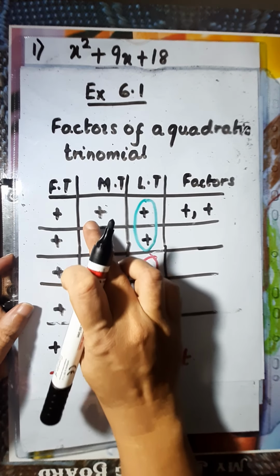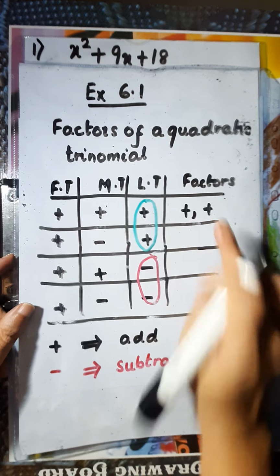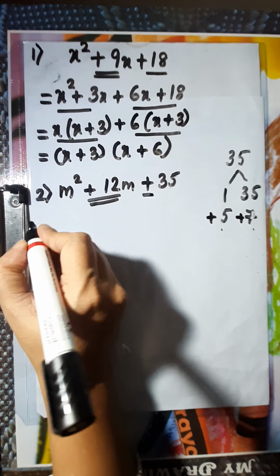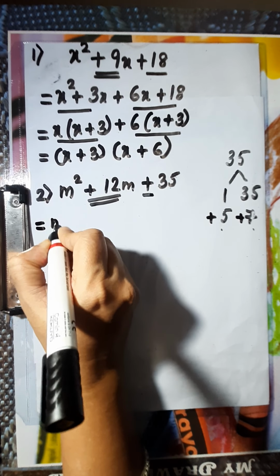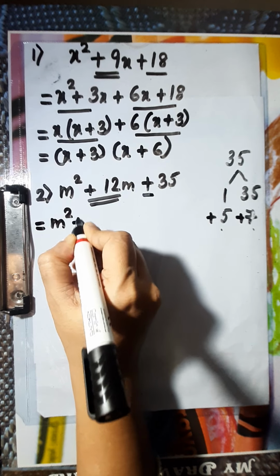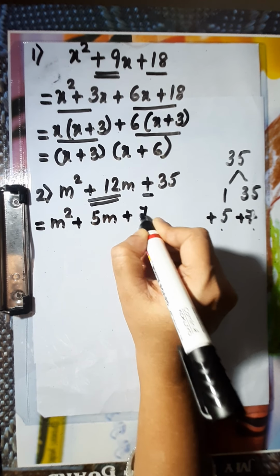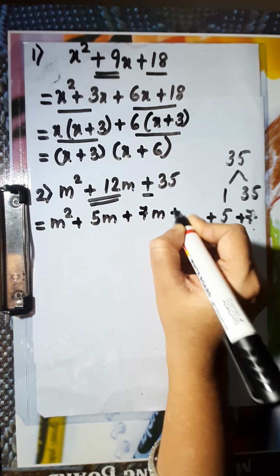Now look at this. Plus and plus. So my factors are plus and plus. Okay. So I'll put plus for 5 and I'll put plus for 7. Okay. Now I have to write the correct alphabet. M square plus 5m plus 7m plus 35.